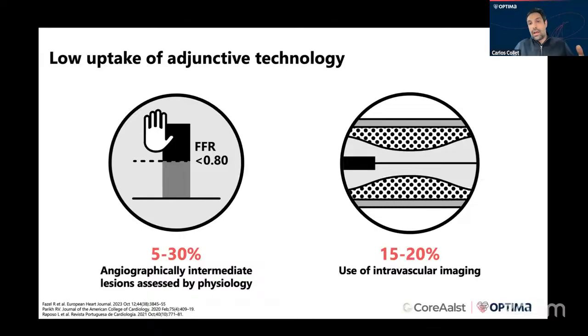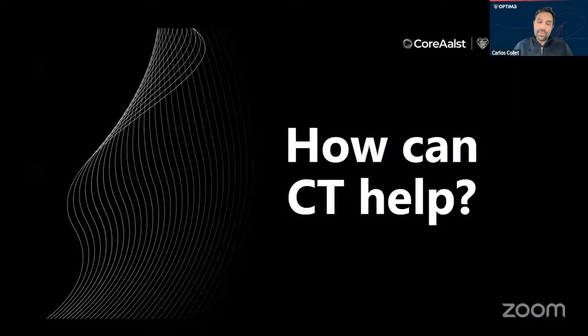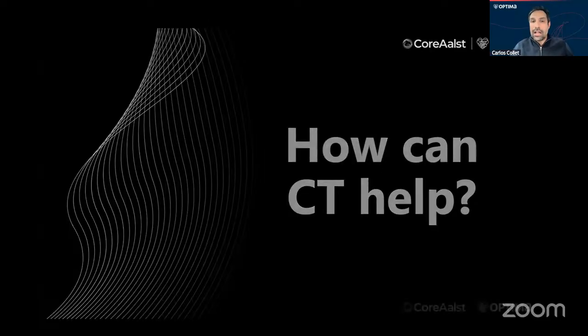On the other hand, we have the use of intravascular imaging, which of course will inform about the plaque characteristics. But again, this is limited by penetration. Although we have seen spectacular double-digit growth in intravascular imaging in the last couple of years, it remains very, very low when you account for the total number of PCI. So the question is, how can CT help?